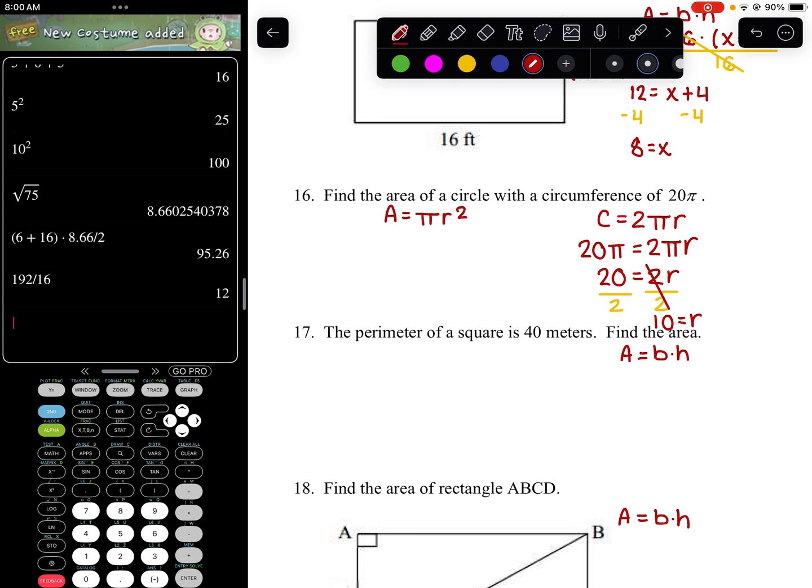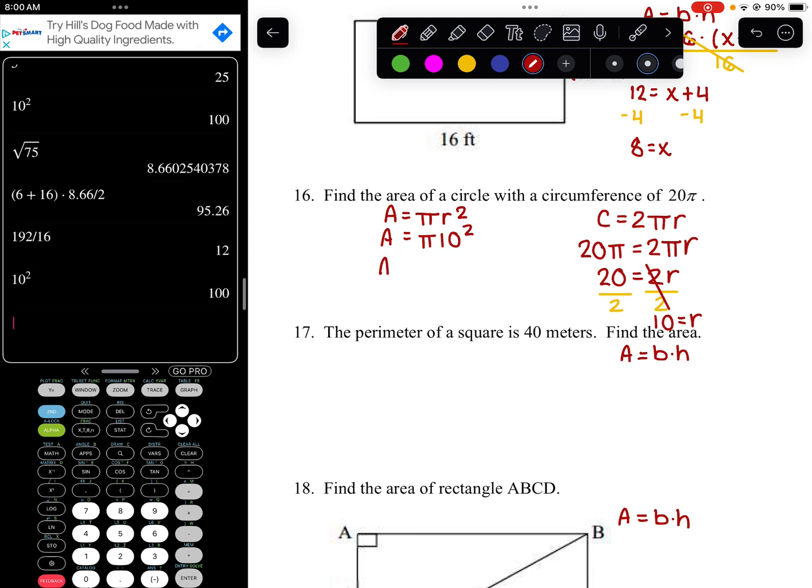And now that we know r is 10, we can go ahead and write down our area equation and replace r in the area equation with a 10. 10 squared tells us that now that we've calculated the radius, our area is 100 pi.